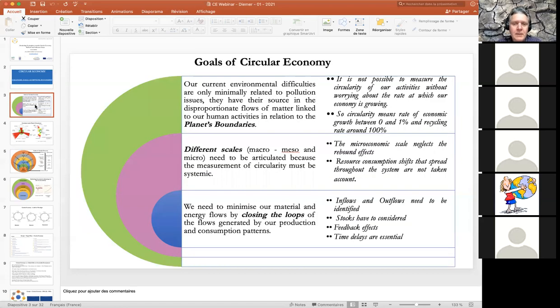First of all, I'm just coming back to the goals. Not the goals linked to circular economy, just the goals that we expect to be in circular economy. And in my opinion, for the moment, there is a very huge connection to pollution issues, and not to the flows of materials and energy we need to produce for human activities, which we can connect to the planet boundaries.